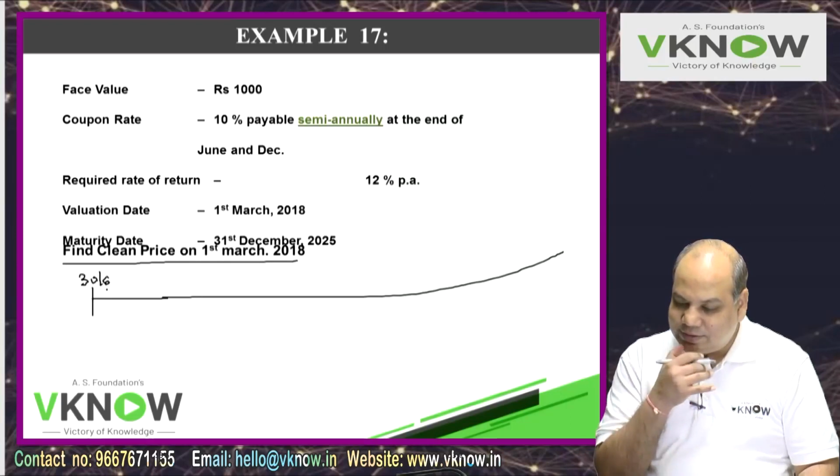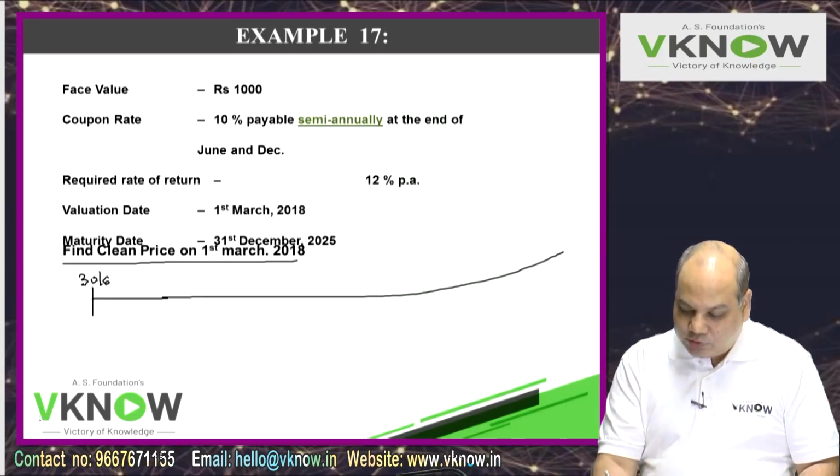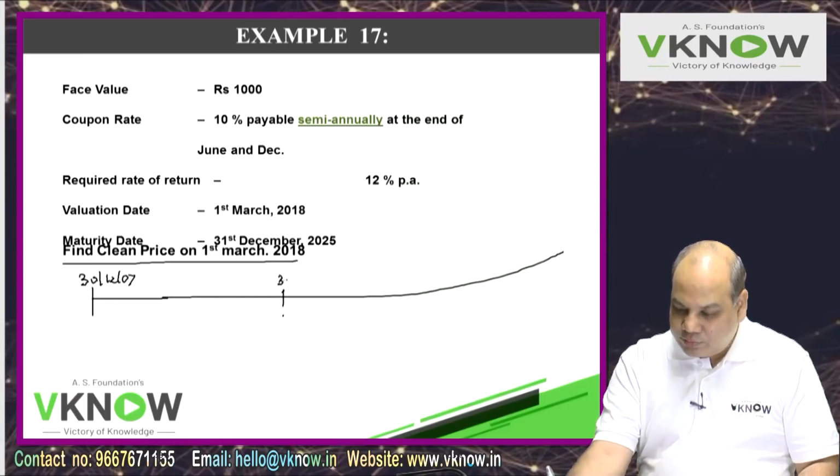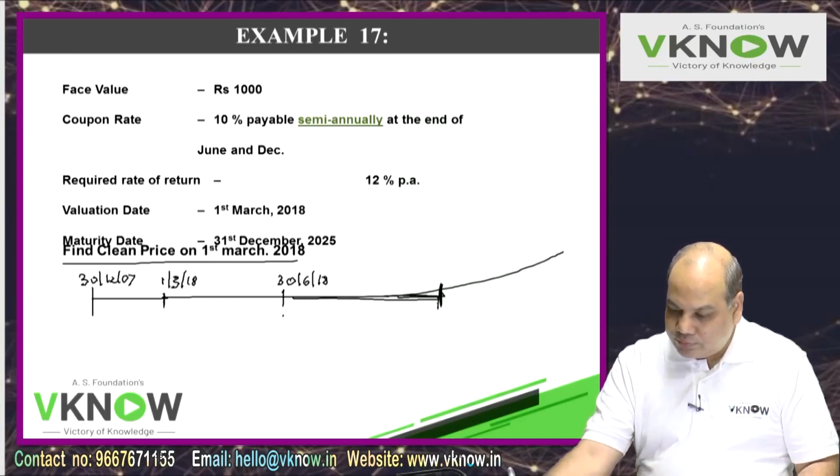Sorry, valuation date is 1st March. So the last interest must have got paid on 31st December 2017. Next interest they are going to pay on 30th June 18. And we have to do valuation on 1st March 18. And this bond will mature on 31st December 25.